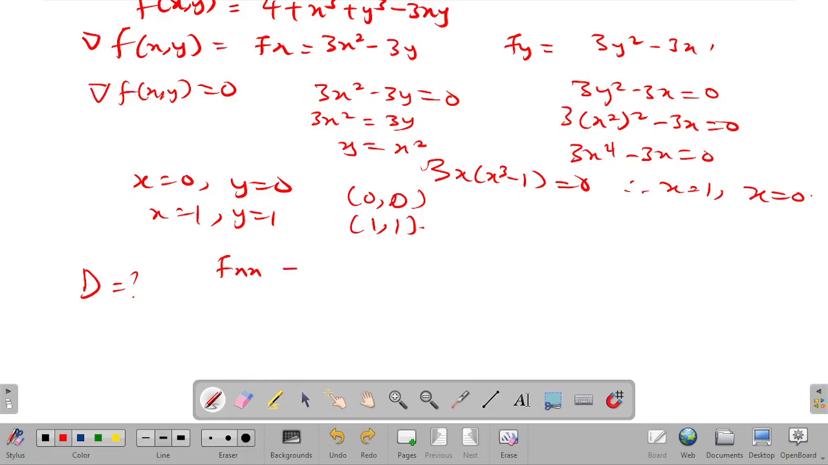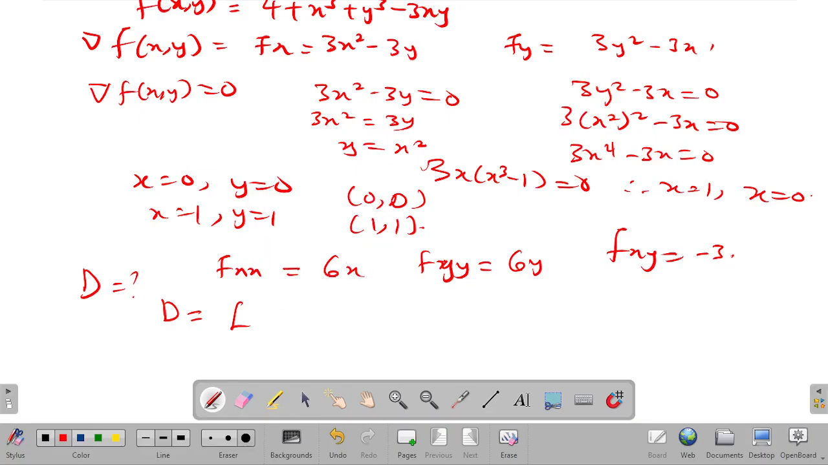Let's first find the second derivatives. Our fxx is simply, going to my fx, 6x. The constant term gives 0. My fyy is simply going to be 6y. Then my fxy: I will differentiate fx with respect to y. Differentiating 3x squared with respect to y gives 0, and then minus 3y gives negative 3. Good. Once I have this, my D is simply going to use 6x at the point.